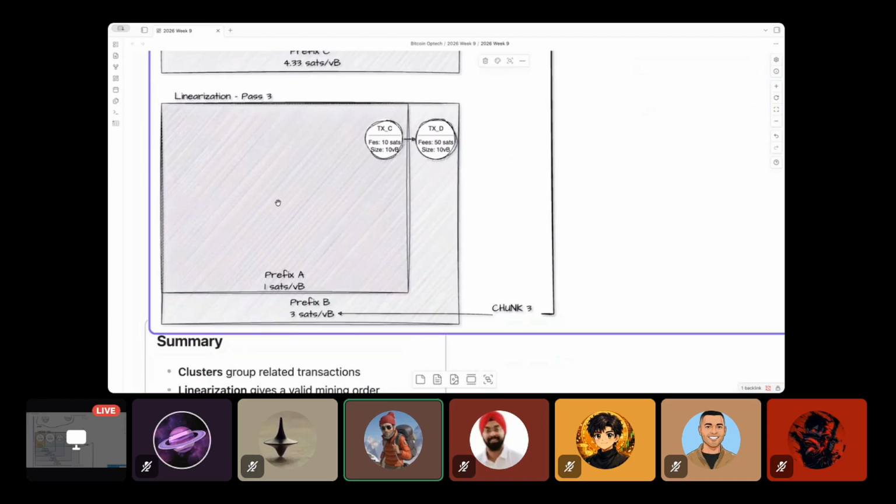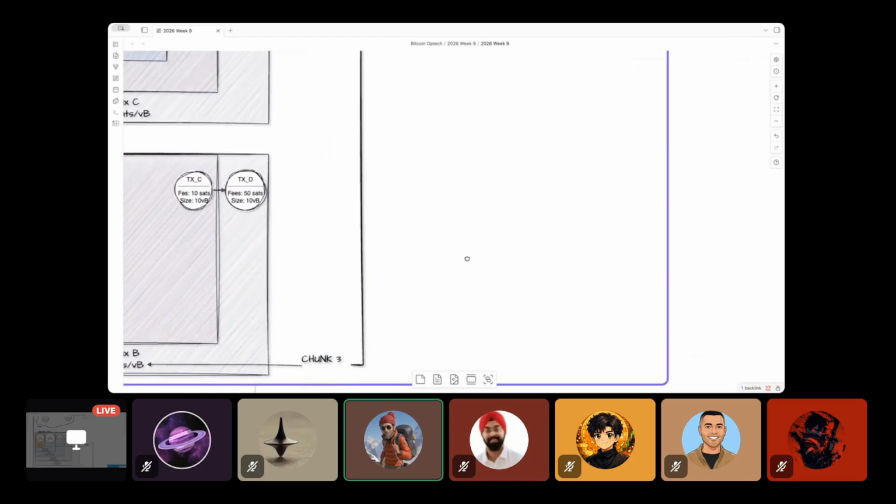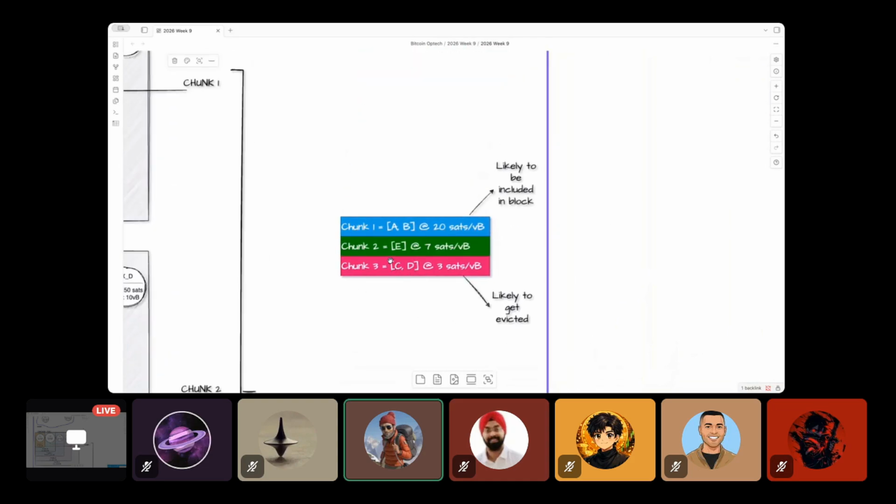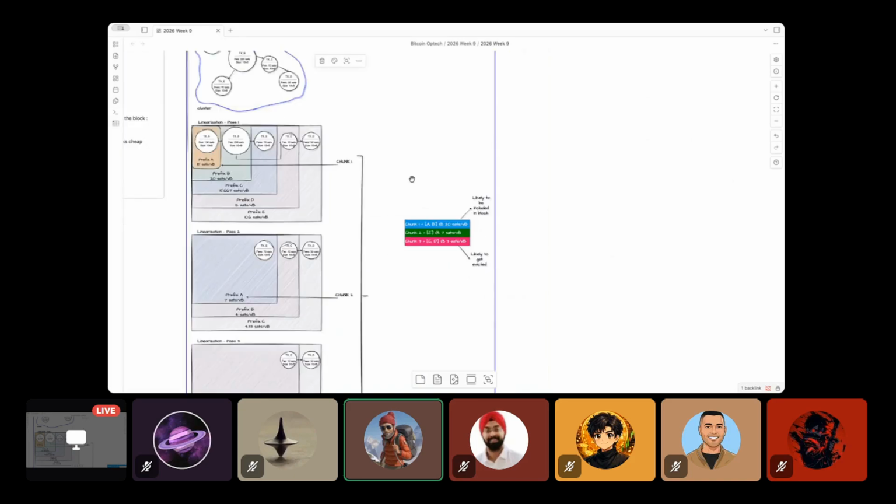Similarly, you calculate it, and now prefix B, which includes both C and D, pays 3 sats per vbyte. It is greater than 1 sat per vbyte. So this becomes chunk 3. So now what you have is three different chunks picked out of the cluster. Chunk one is transactions A and B together, paying 20 sats per vbyte. Chunk two is just transaction E, paying 7 sats per vbyte, and chunk three is C and D, paying 3 sats per vbyte.